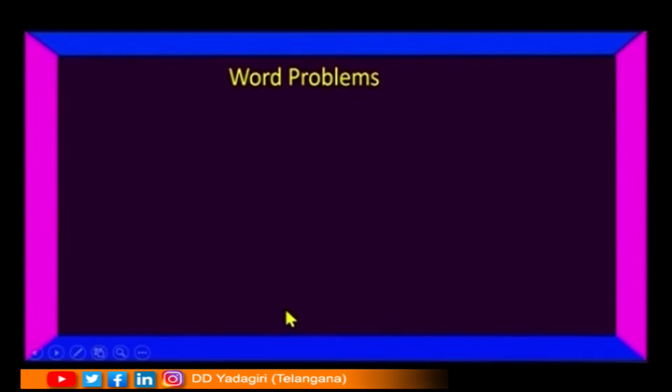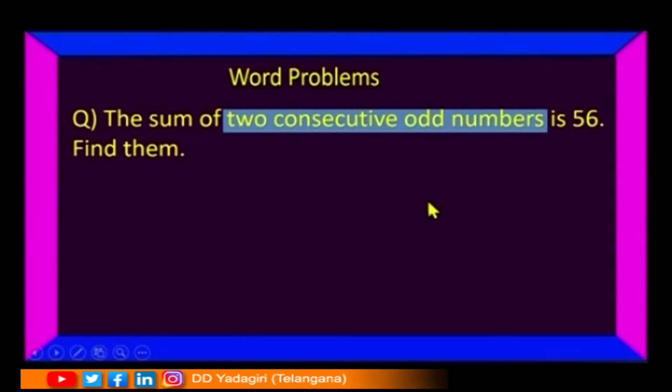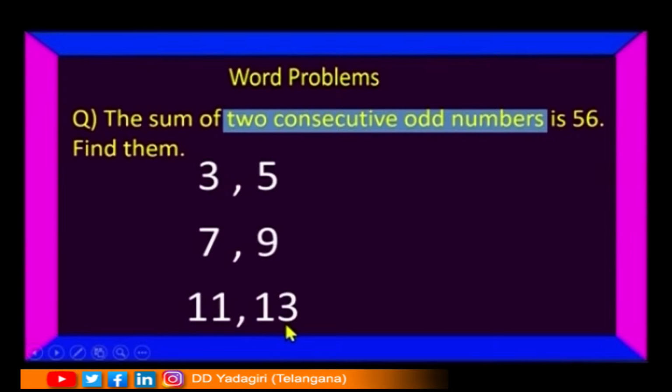Suppose you take one word problem. The sum of two consecutive odd numbers is 56, find them. Now, what is our first strategy? We must understand what is the meaning of this word, two consecutive odd numbers. Suppose you take 3, its consecutive odd number is 5. If you take 7, its consecutive odd number is 9. If you take 11, its consecutive odd number is 13.